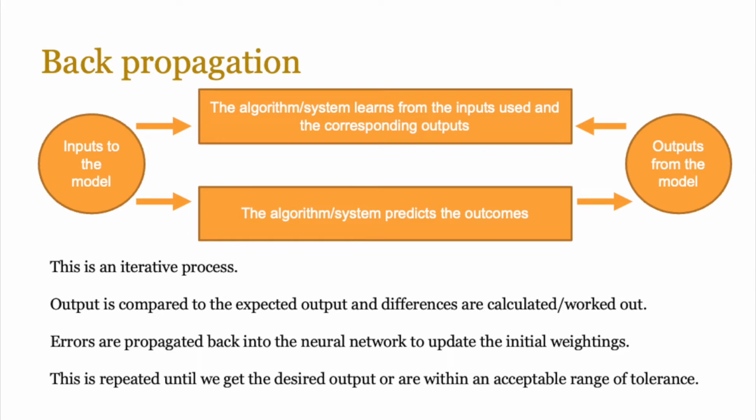This is an iterative process. Output is compared to the expected output, and differences are calculated and worked out. And these errors, for example, the differences, are propagated back into the neural network to update the initial weightings. This keeps on being repeated until we get the desired output, or we are within an acceptable range of tolerance, because often you can never hit 100% perfection, and you shouldn't even try to get to 100% perfection, because the system is going to keep on tweaking all the time. As long as you're within a significant degree of confidence, you might want to draw the line there.